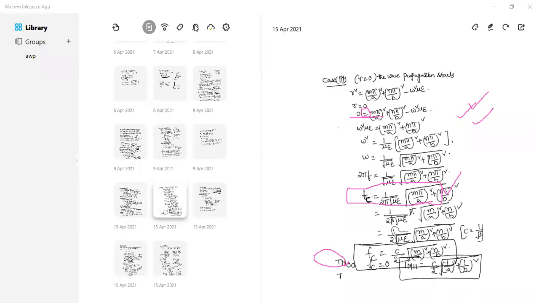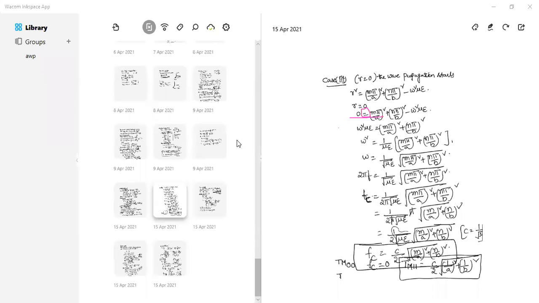So the cutoff frequency expression is fc equal to c by 2 times the square root of (m by a) whole square plus (n by b) whole square, taking pi out. This is the cutoff frequency expression we got. Okay, we derived the cutoff frequency expression.